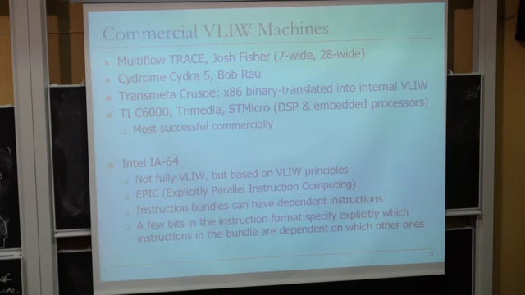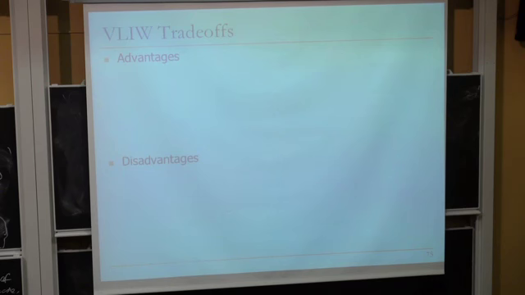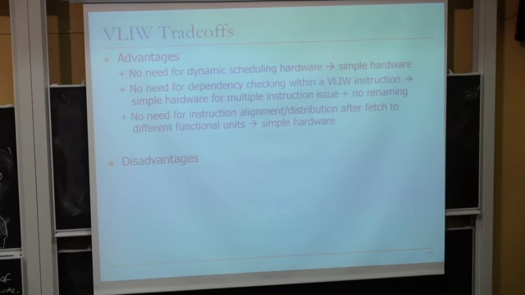Okay, I will not go into Intel IA64, but you can read it. The key thing I would like to get across is what are the advantages and disadvantages? Well, with VLIW, no need for dynamic scheduling hardware. You don't need to do out-of-order execution. The compiler lays out all the code. You don't need to do superscalar execution because the compiler ensures that the bundled instructions in a very long instruction word can be fetched and executed in parallel. No need for dependency checking, and no need for instruction alignment and distribution to different functional units. The compiler did that for you.